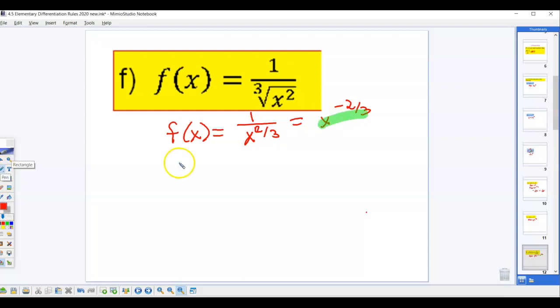Now to take the derivative, f prime, I bring the negative 2/3 out front, and I subtract 1 from the exponent, so negative 2/3 minus 1 is going to be negative 5/3. And that would be your final answer.